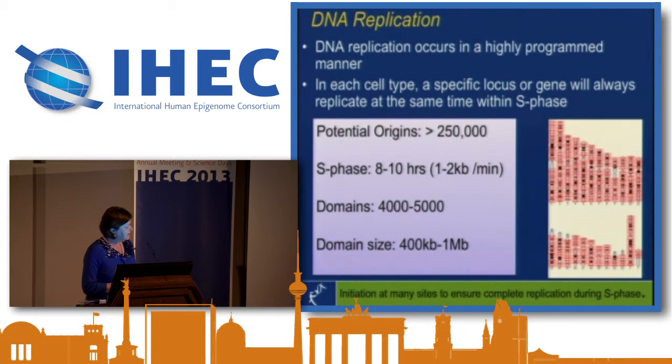And these occur in domains, 4,000 to 5,000 domains across the genome, and these domain sizes are up to a megabase in size. It always amazes me that the cell only takes 8 to 10 hours to actually replicate, which is why we need so many multiple sparks of replication across the genome.